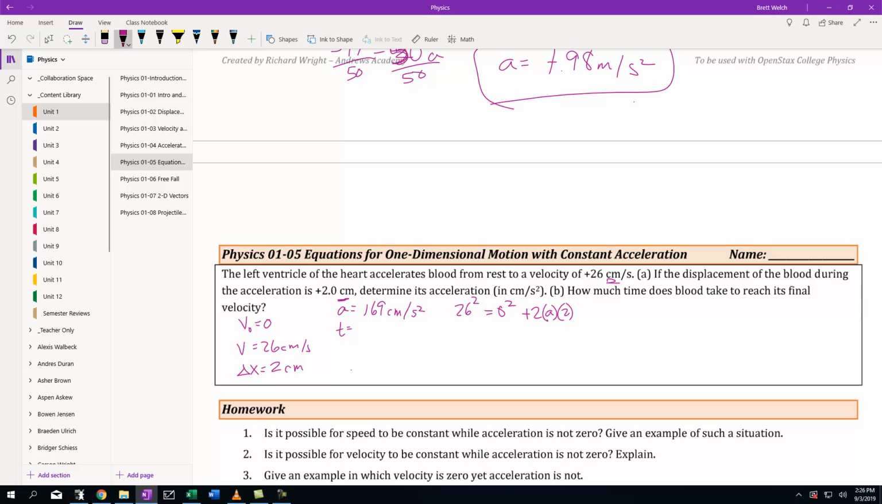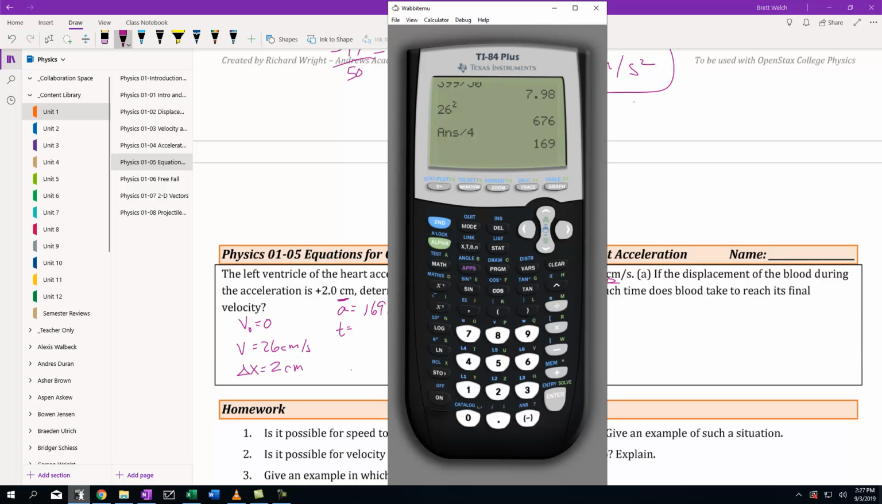If you think about that in terms of if you cut a major artery, blood spurts out pretty aggressively, and that's a big deal. And then the last thing is to find the time. So, how quickly does it accelerate this blood? If we look at kinematic number 1, it says that V equals V naught plus at. V is 26 equals 0 plus 169t. So we divide by 169 because the 0 doesn't matter. So we're going to take our 26 divided by 169, and we're going to get 0.154 seconds.